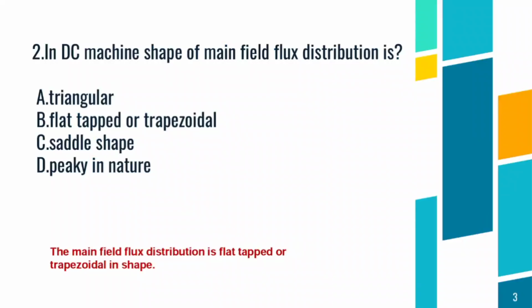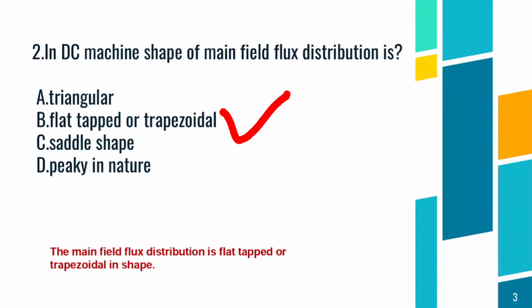Coming to the second question, in a DC machine the shape of the main field flux distribution is, it is a very important question. The DC machine main field flux distribution shape is A triangular, B flat topped or trapezoidal, C saddle shape, D peaky in nature. The main field flux is produced by poles and field winding is wound on the DC machine. The main field flux distribution is flat topped or trapezoidal wave. That is the answer. B is the answer for the second one.